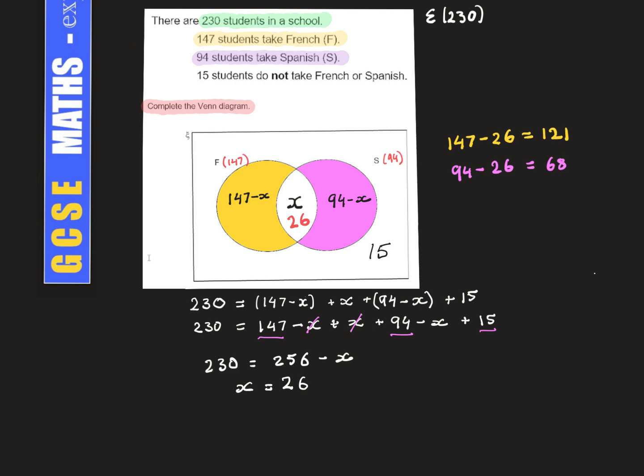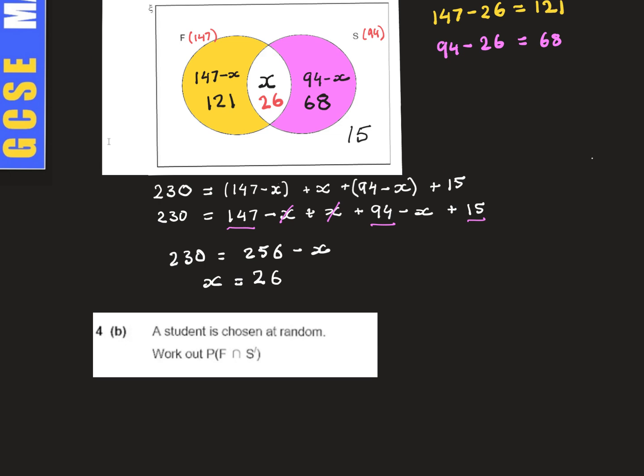So now I can write them in: 121 and 68. Now we need to work out the probability of the intersection of F, the French students, with the complement of the Spanish students. And there's a really easy trick in finding out what that is.